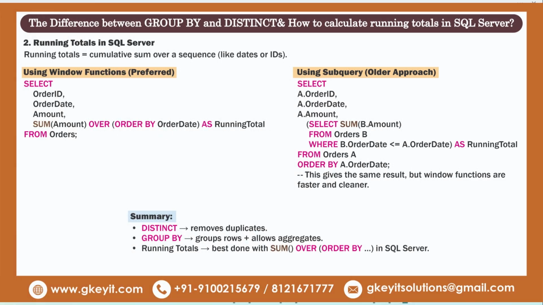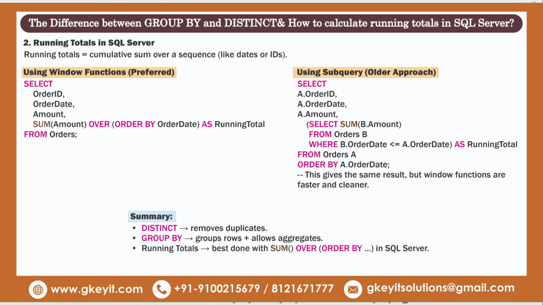Coming to the next question, running totals in SQL Server. Running total is equal to the cumulative sum over a sequence like dates or IDs. There are two approaches to do the same. The first approach is using a window function. It is most preferred. The query is: select order ID, order date, amount, sum of amount over order by order date as running total from orders table.